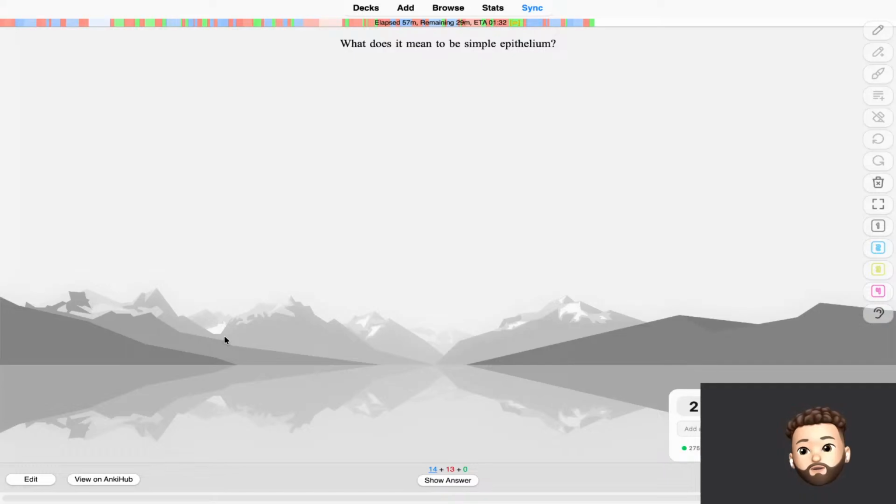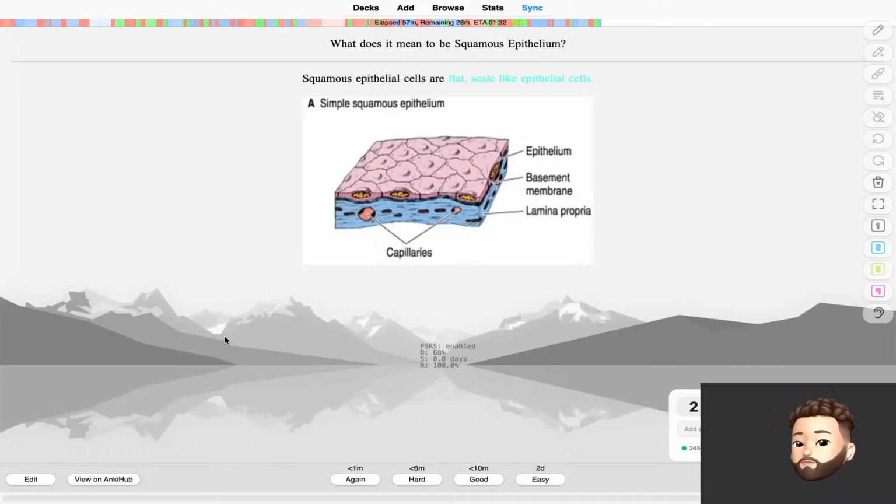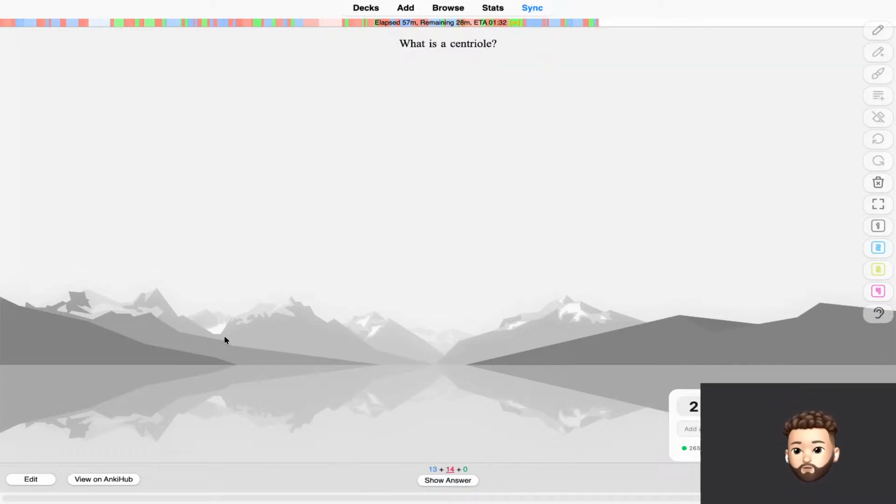What does it mean to be simple epithelium? I don't know, bro. Single layer. What does it mean to be squamous epithelium? It means that it's flat, scale-like epithelial cells. What is a centriole? A centriole is a hollow structure composed of nine triplets of microtubules.